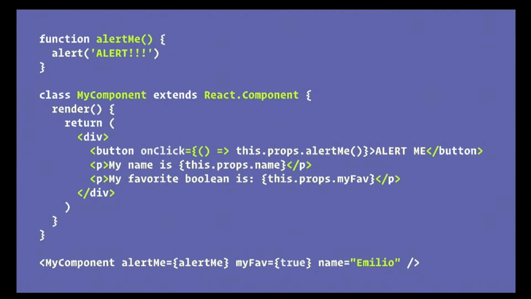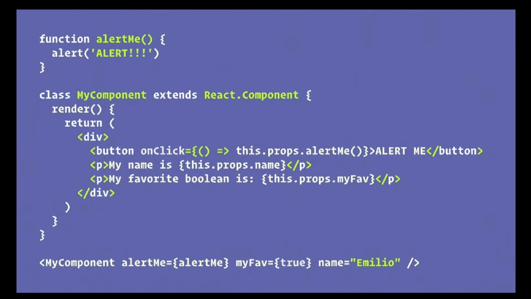So what are the props in this example at the bottom? That bottom line, what are the props there? Think of how you pass things into functions. AlertMe is the function alertMe up there. Except it looks like it's an object containing it, but I'm not sure yet. And then myFave is true and name is Amelia.